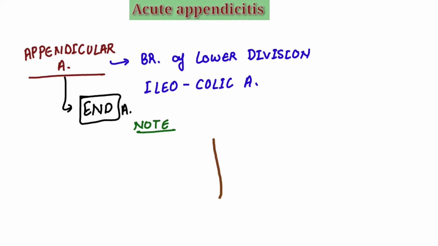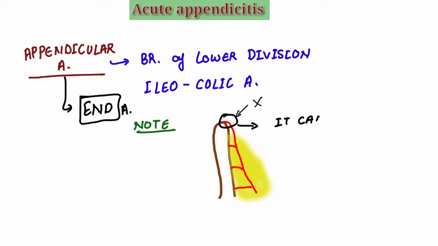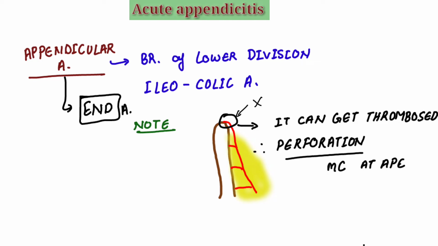If this is the appendix, and this is the mesoappendix, the mesoappendix is the mesentery. The appendicular artery lies in the mesoappendix. But the terminal part of the artery is not covered by mesentery. So the terminal part, which is not covered by mesentery, can get thrombus easily during inflammation. Therefore, perforation is most common at the apex of the appendix.